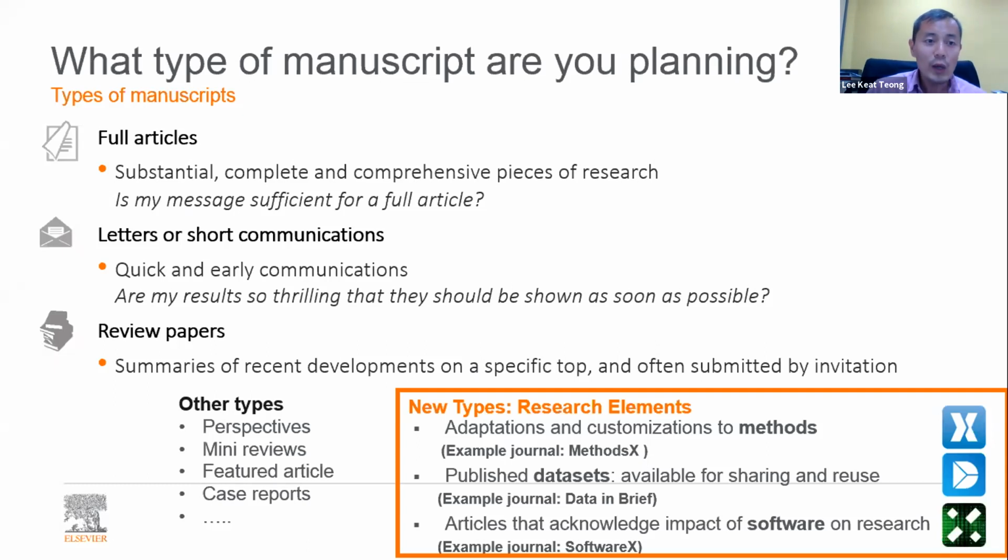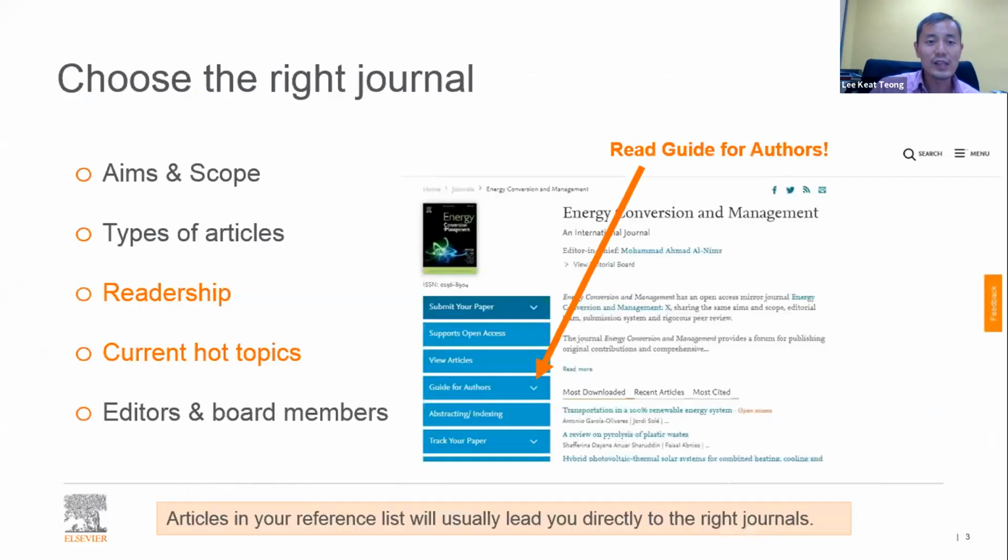Okay, so now once you have decided on what type of manuscript you're planning, either a full article, short communication, or review articles, or any of the 4 that I've mentioned just now, then the next step is you go and choose the right journal, right? It is very important because you want to make sure that your article reaches the peers that are working in your field, right?